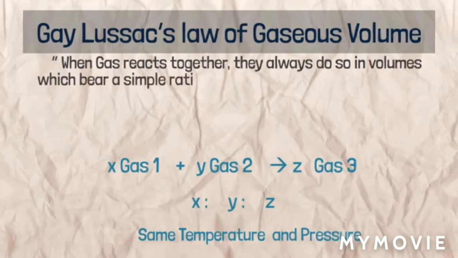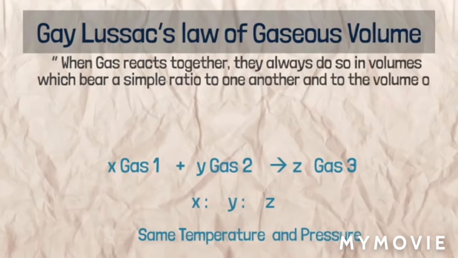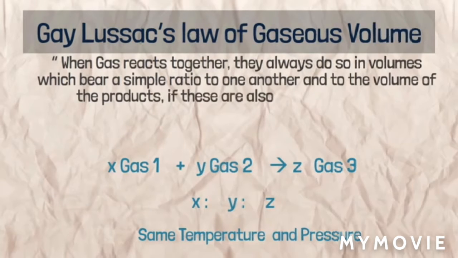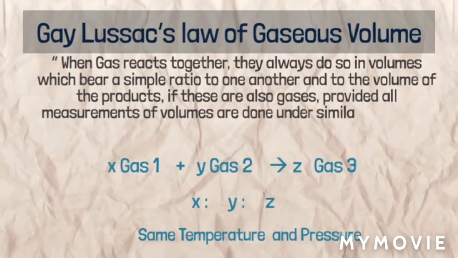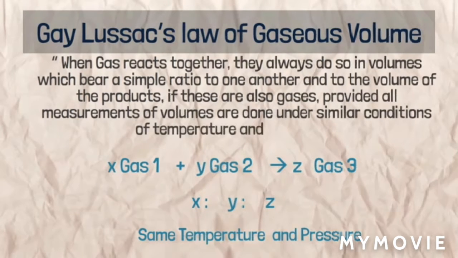It says when gases react together, they always do so in volumes which bear a simple ratio to one another and to the volume of the products, if these are also gases, provided all measurements of volume are done under similar conditions of temperature and pressure. Now let's see an example.